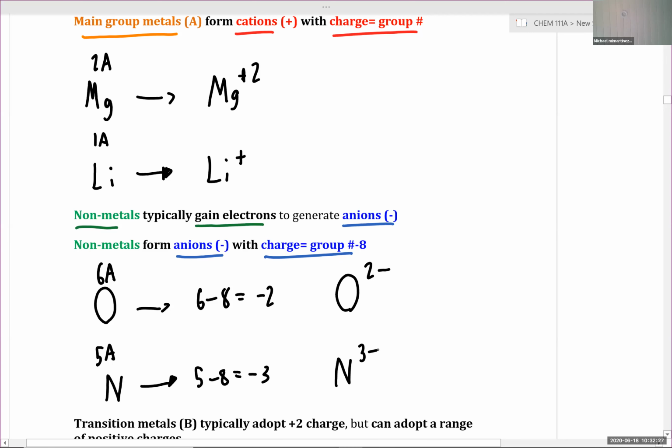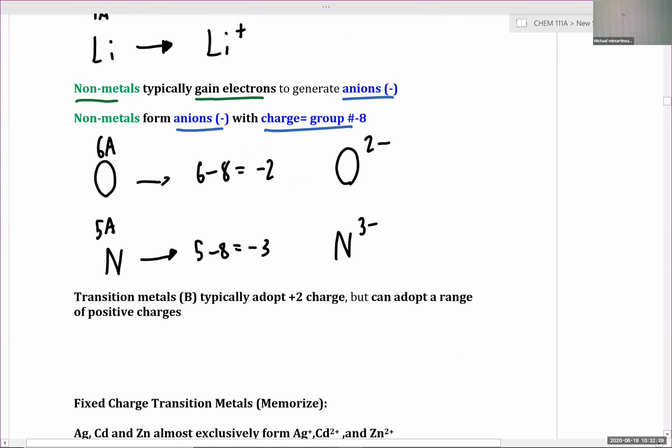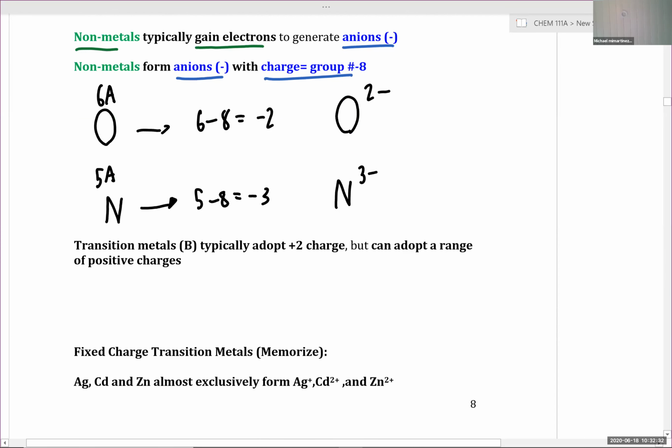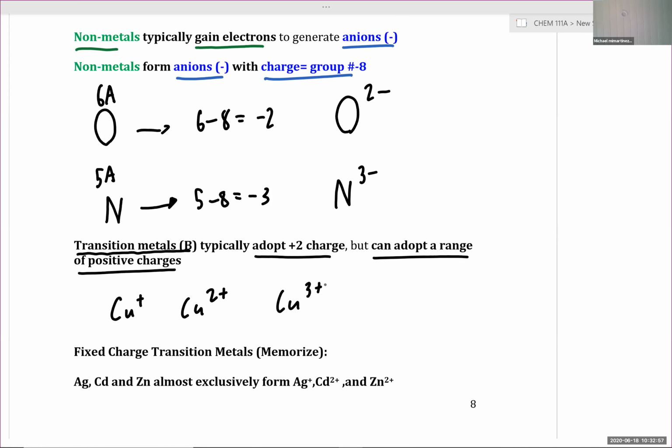Perfect. Now, it's important that you don't get too overzealous and try to apply these rules to transition metals. Transition metals, or B group metals, typically adopt a +2 charge, but they can adopt a range of positive charges. So for example, copper can be anywhere from copper+ to copper 2+ to copper 3+. So you can't just predict the charge of a transition metal from the periodic table. It depends on what compound the transition metal is a part of, among other factors.